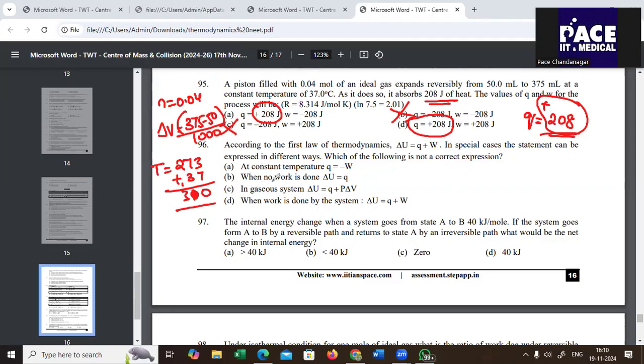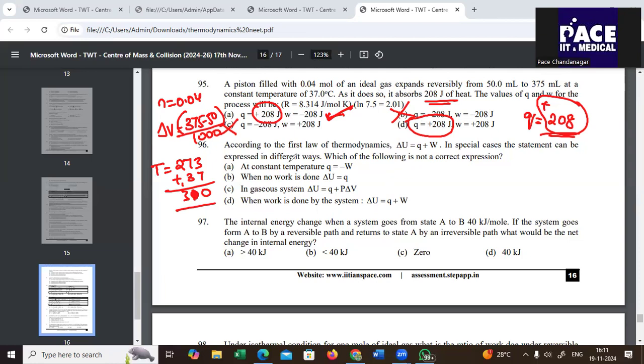Next, question number 96. As doing so, you would get minus 208 there, because work done is what? Minus or positive? Tell me, because here you don't need to do anything. Here the gas is expanding, right? 50 ml to 375 ml. Look at the options, plus 208 and minus 208 are the only options left with you. So gas is expanding, which is work done by the system. If the system is doing work, then work is negative. So option A will be right there. You don't need to do the calculation also here.